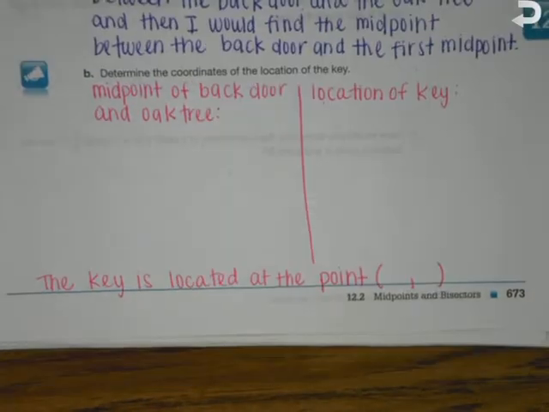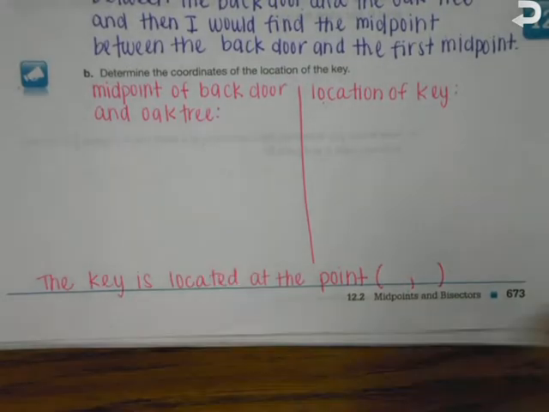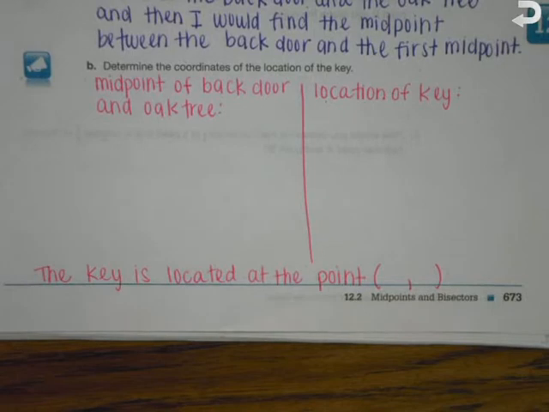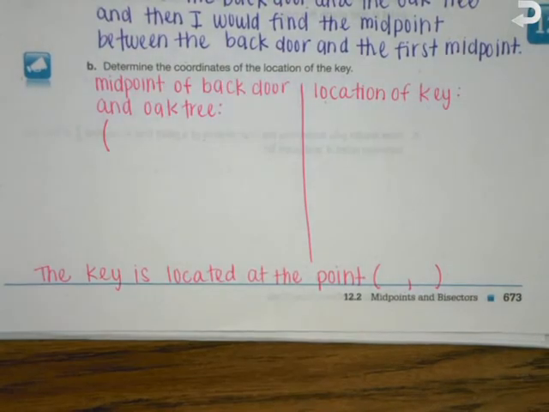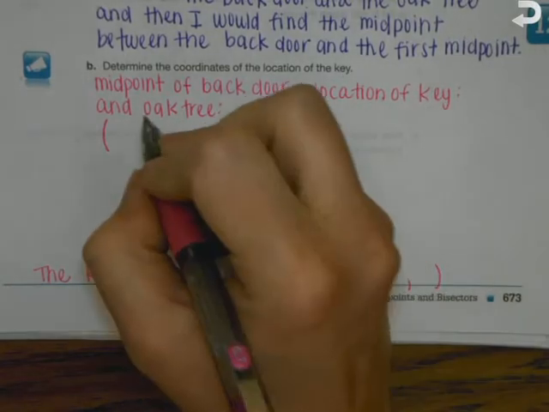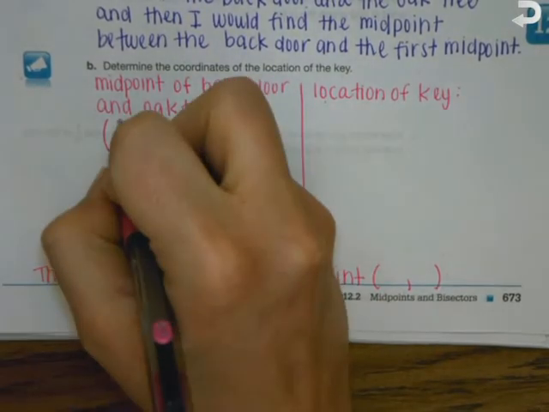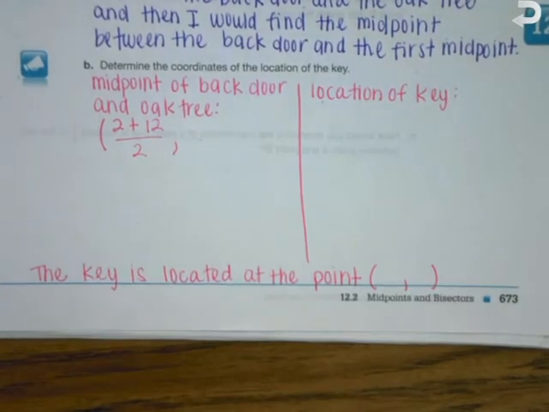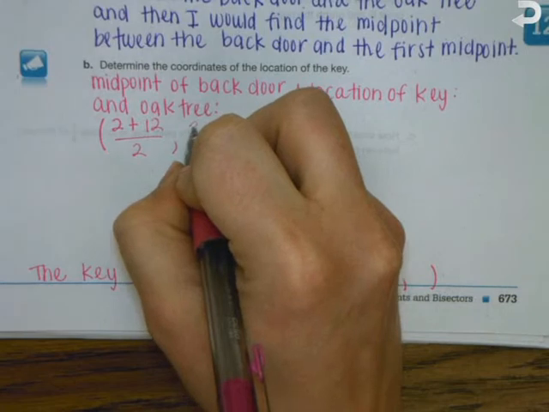Okay. How did you determine the midpoint of the back door and the oak tree, Andrew? Okay, what was the question? How did you determine the midpoint between the back door and the oak tree? Oh, I did the midpoint formula. Okay, so you did the midpoint formula. What did you plug into the first part? 2 plus 12. 2 plus 12, divided by 2. Okay, and then the y's would be? 3 plus 3 divided by 2.